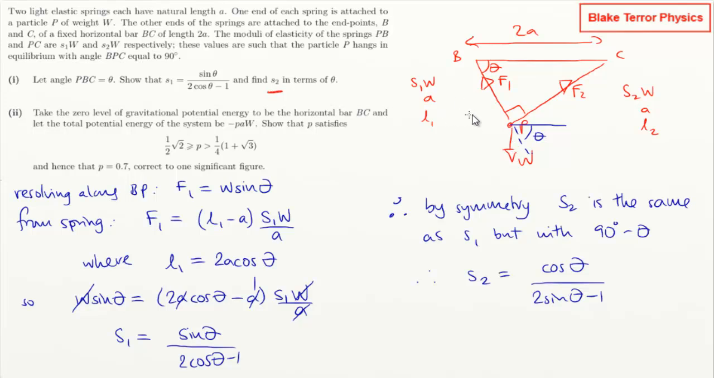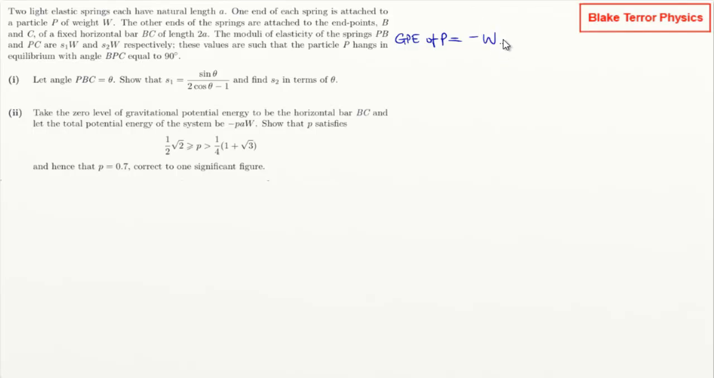I've got a W and an L1 sine theta. So it's going to be minus as well. So minus W L1 sine theta. Okay, and L1, what did I have for L1 again? That was 2A cos theta, wasn't it? So that's going to be minus 2AW sine theta cos theta. So that's that. Then I've got the EPE of spring 1. So that is going to be my modulus of elasticity divided by the original length times half the extension squared.